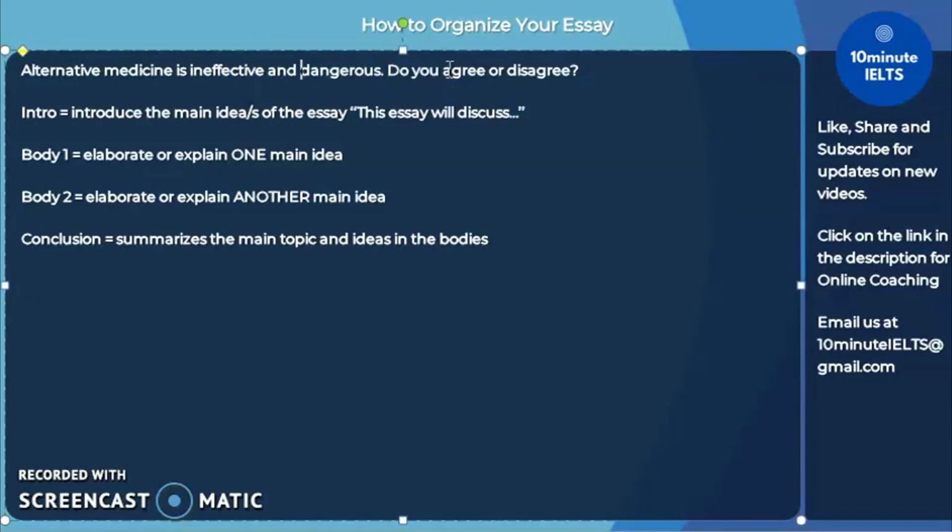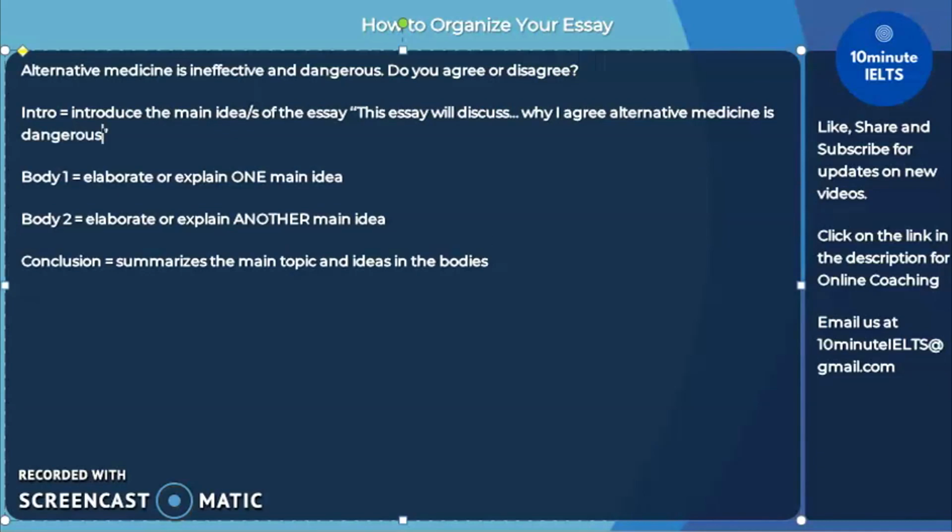Now we can simply talk about what this essay will discuss. Let's say this essay will discuss why I agree alternative medicine is dangerous. And that's a perfect introduction already. You can make it longer, you can explain, do whatever you like, but for me, this is all the introduction needs to do. Explain what it will discuss.